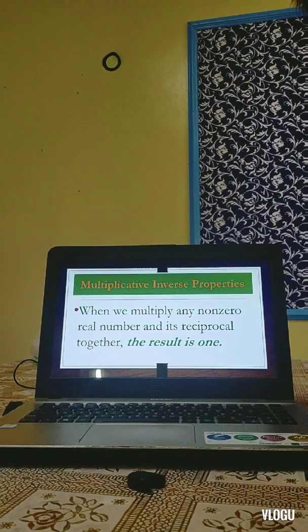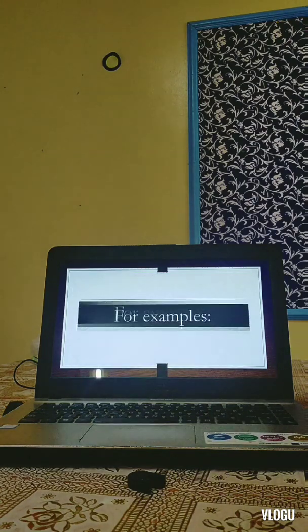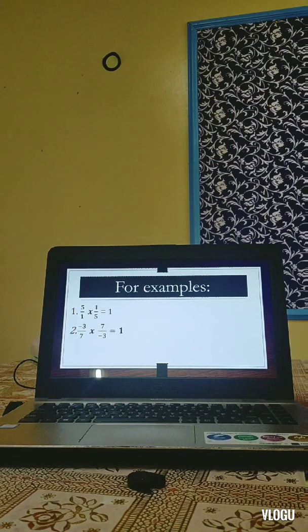Then also in multiplicative inverse properties, when we multiply a non-zero real number and its reciprocal together, the result is 1. For example, 5 over 1 times 1 over 5 is equal to 1. 5 times 1 is equal to 5, and 1 times 5 is equal to 5. 5 divided by 5 is equal to 1.